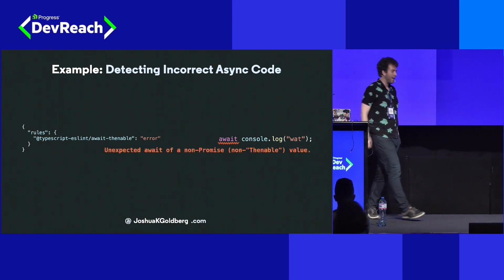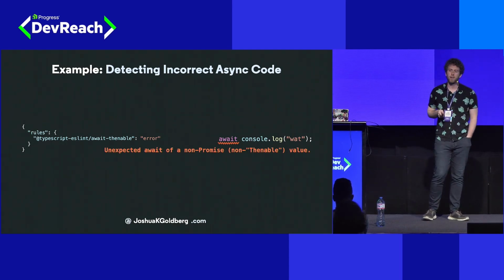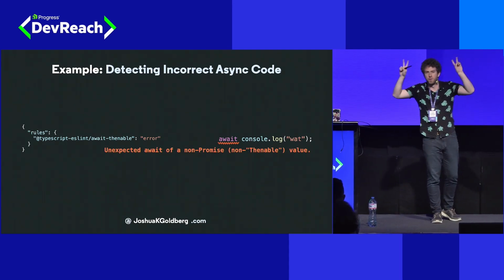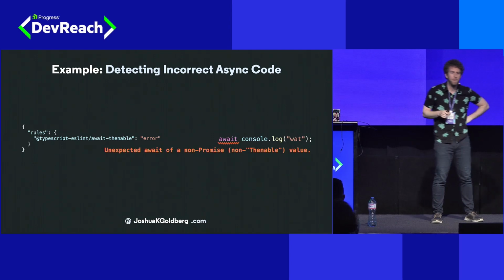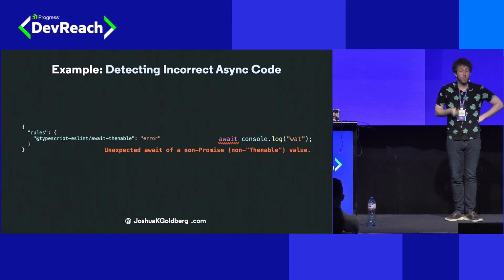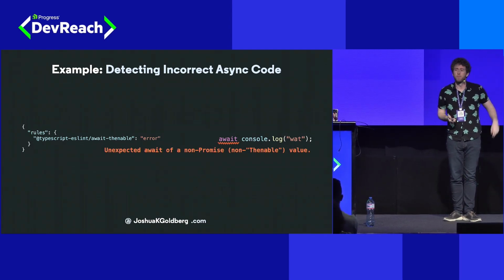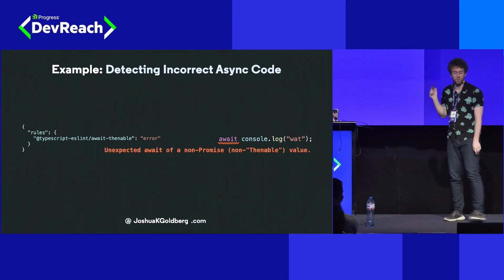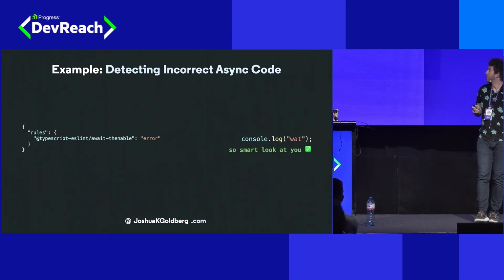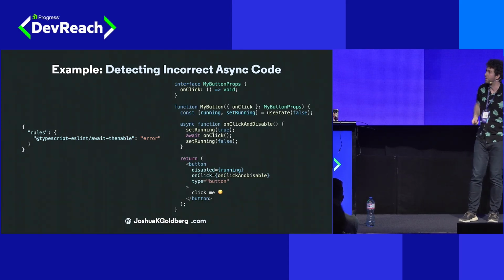And in fact, we have a linter rule that can tell you you have an unexpected await of a non-promise, what the language calls thenable value. Because console log returns void, nothing, ignore the result. This is a contrived example, so let's look at some even better stuff. Fun fact, we can auto-fix it for you.